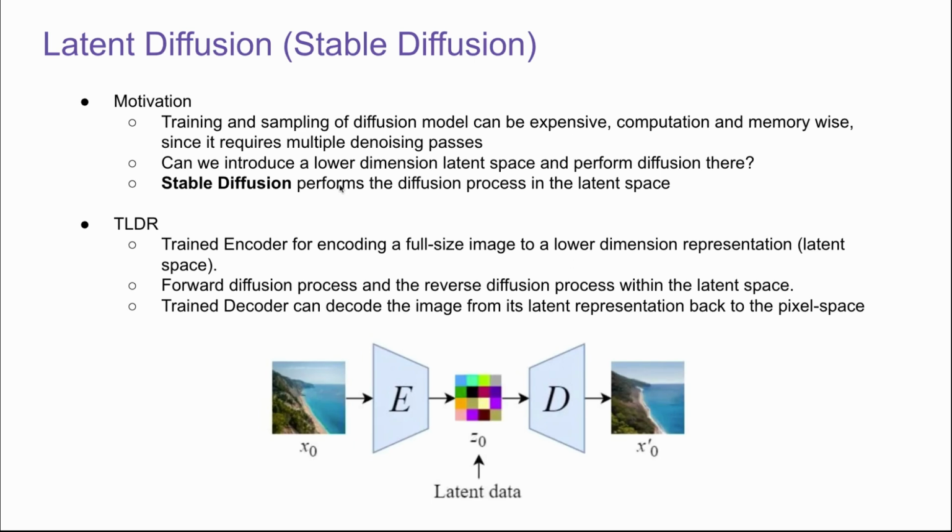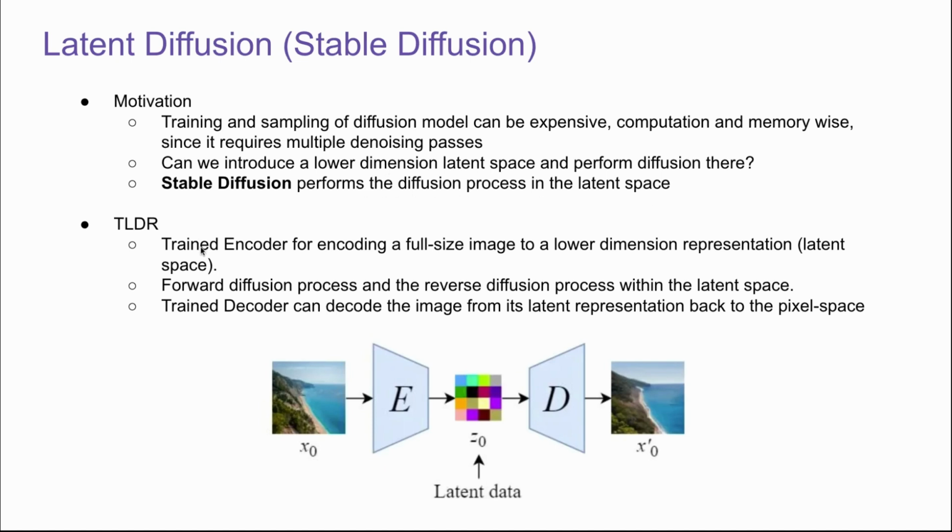Next topic I want to cover is latent diffusion. You might know it as stable diffusion. So the motivation for this is training and sampling of diffusion models can be very, very expensive, computation and memory wise, since it requires multiple denoising passes. So can we introduce a lower dimension latent space and perform diffusion there? Stable diffusion was invented from this motivation. It performs the diffusion process in the latent space.